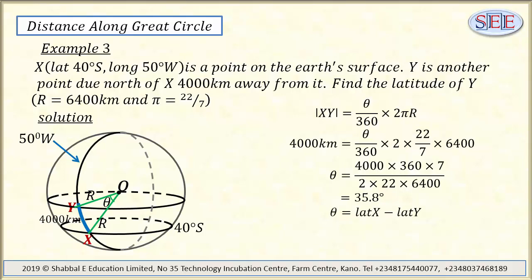So there I will now have theta equals latitude x minus latitude y. And there I substitute my theta to be 35.8 equals the latitude of x, which is 40, minus latitude of y, which I want to find. So rearranging, I will now have latitude y equals 40 minus 35.8. Their latitude y would now be equal to 4.2 degrees south. This is the latitude of y.